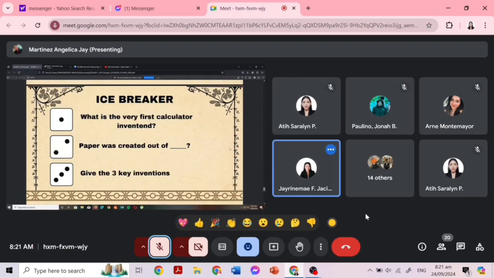Okay, so here is the instruction po sa icebreaker namin. We will call a student and magbibigay po siya ng number. Then, we will check the class list to find out who is assigned to that number. The student who is called will answer a question based on the roll of a dice. Meron ako ditong dice. The dice has 6 faces, so each corresponding face has one question. So when the dice is rolled, the number that shows up will determine which question the student has to answer.